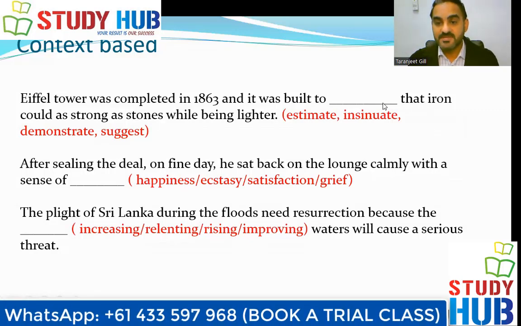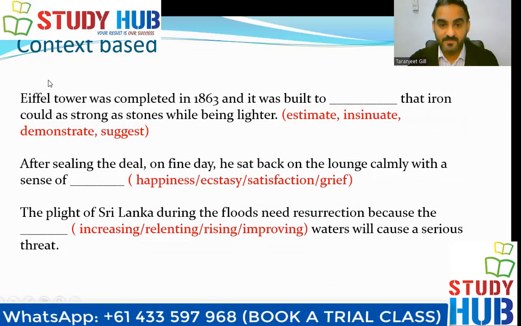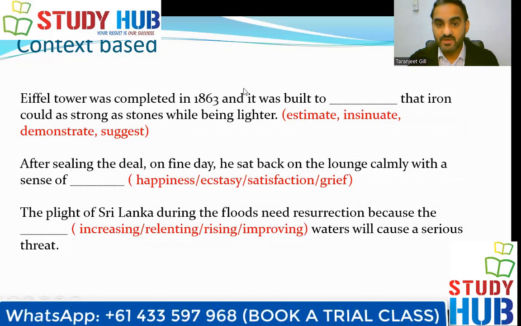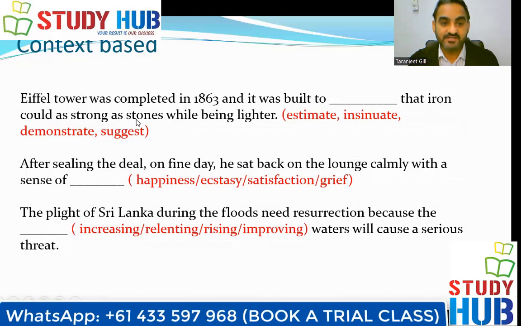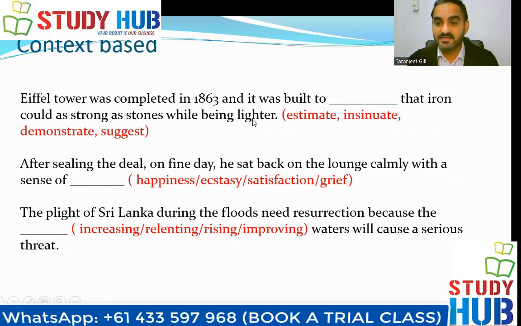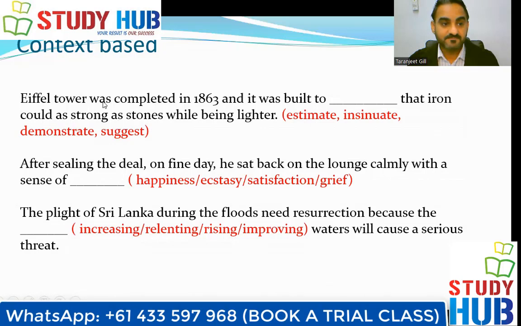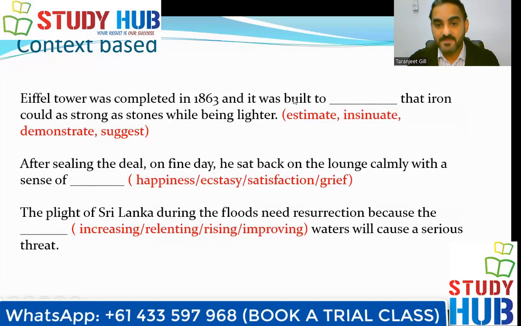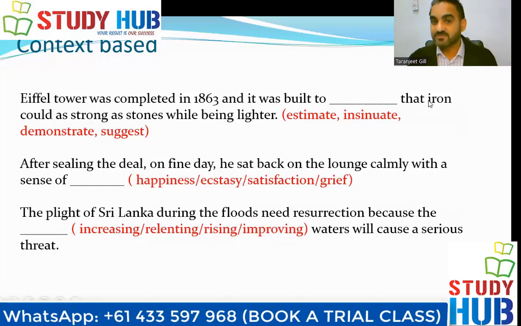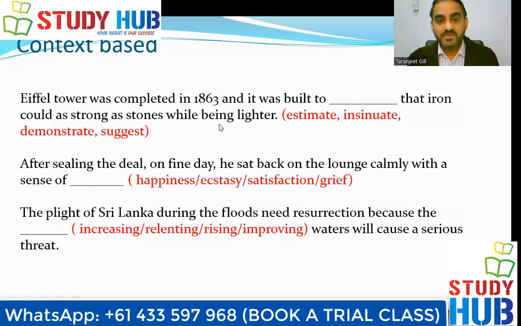We are looking at a verb here. When you're looking at a verb, you need to look at the nouns around that particular sentence. In this case, we are talking about the Eiffel Tower. It over here is referring to the Eiffel Tower. So the Eiffel Tower was built to dash that iron could be as strong as stones while being lighter. And what are the other words? Iron, as strong as stones. So what do you do when you build a building? You show. That word comes to your mind, right? To show that iron could be. So we are looking at a word that is similar to show.